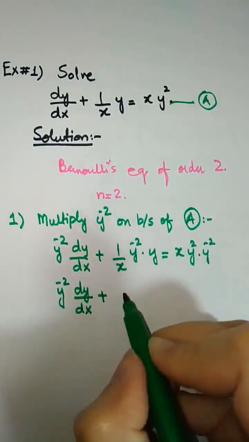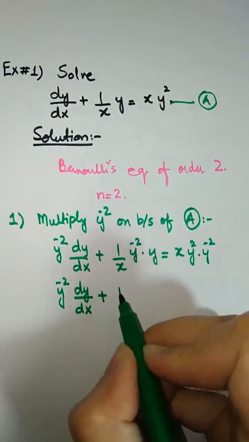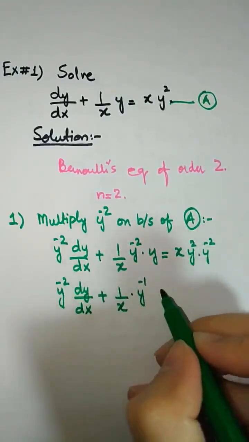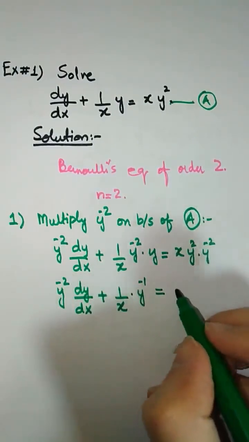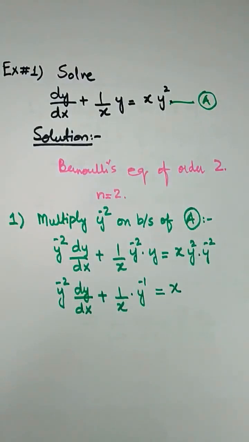Plus y to the power minus 2 plus 1 is 1 by x into y to the power minus 1 equals to, here 2 minus 2 becomes 0, y to the power 0 is 1, so that becomes like this. So this is step number 1.